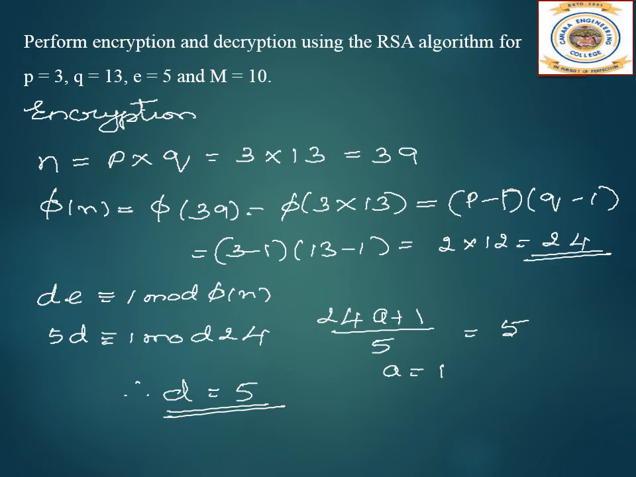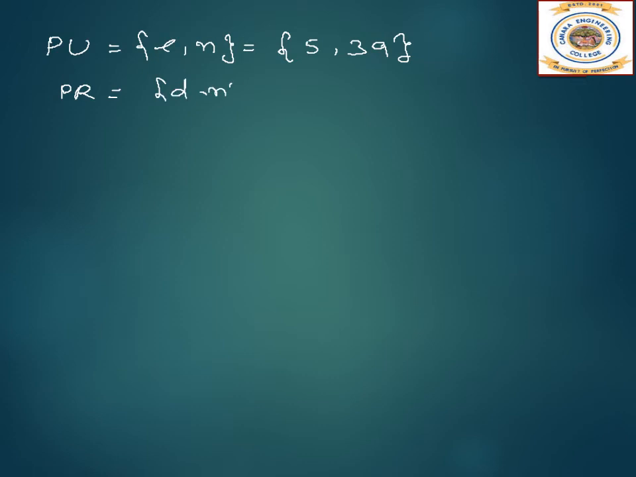So next, now let us write the public key and the private key. Public key PU will be equal to E comma N, where we know that E is equal to 5 comma 39, and the private key is PR, which is equal to D comma N. So this also we have got D as 5. So 5 comma 39. Both the public key and private key are the same in this case.